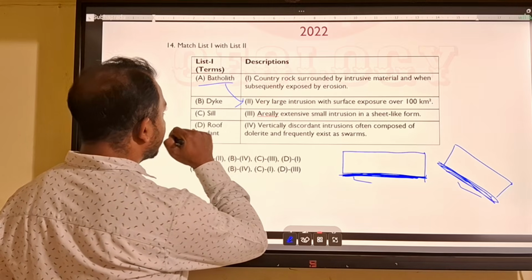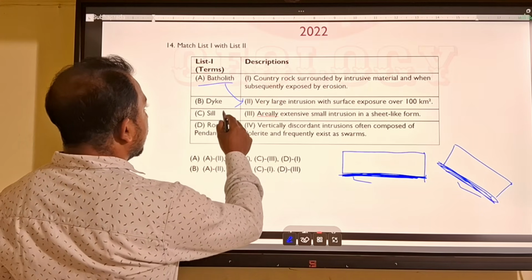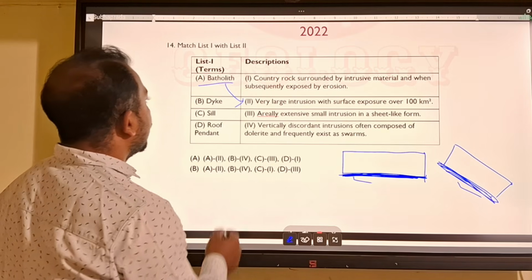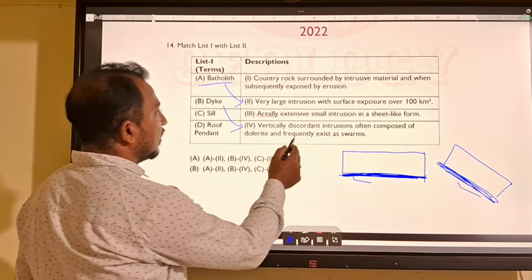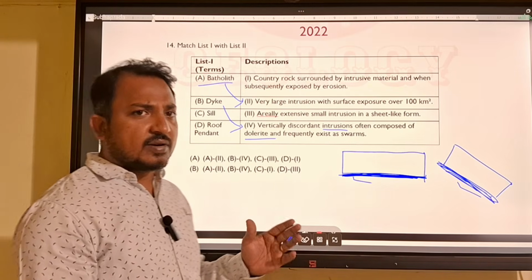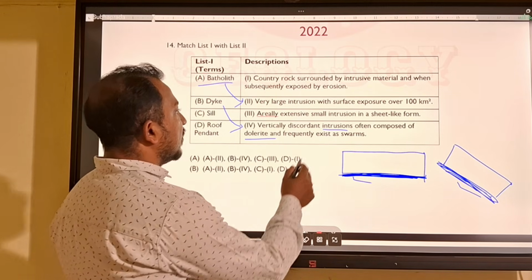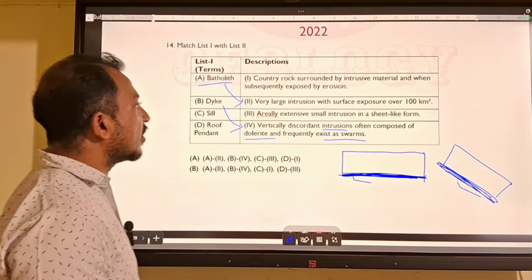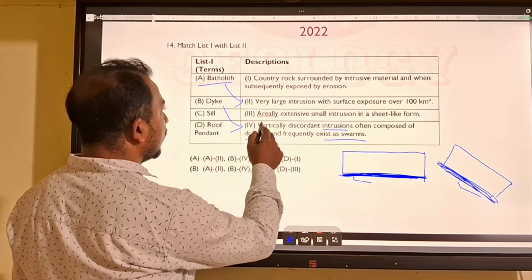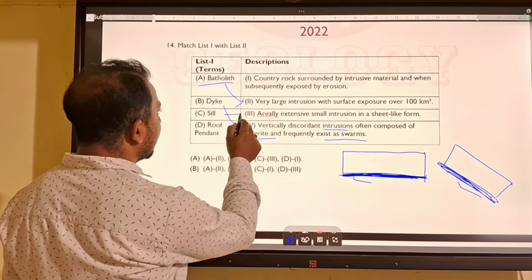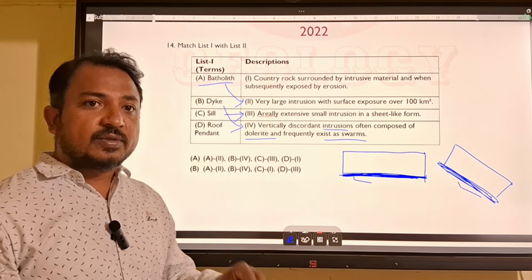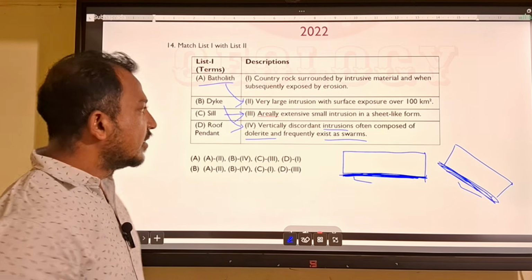Then dike. So dike is a discordant structure. Vertically discordant intrusion, often composed of dolerite. You can say dolerite dikes or basaltic dikes. So they frequently exist as swarms. Then sill. It is a concordant structure, sheet-like. So you can take it as an areally extensive, small intrusion, sheet-like. Dike and sill are both basaltic in nature.